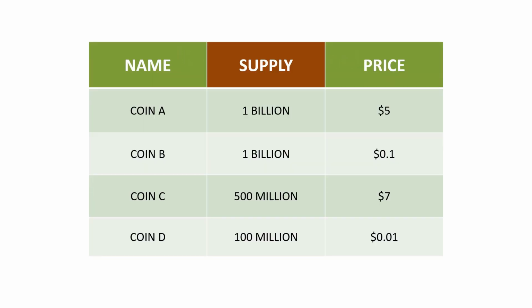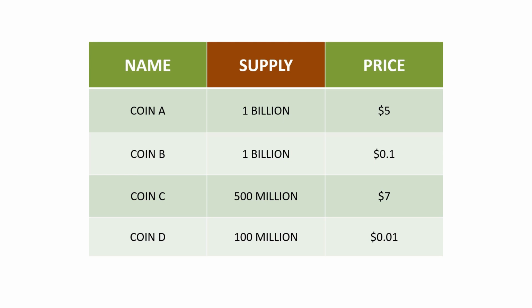For example, coin A, which has a total supply or quantity of 1 billion, and has a value of $5 per one, doesn't mean that coin B, with the same supply of 1 billion, will also have the same value. In fact, coin B's value could be less than $0.1. Here are factors to consider to determine the demand and supply of anything.